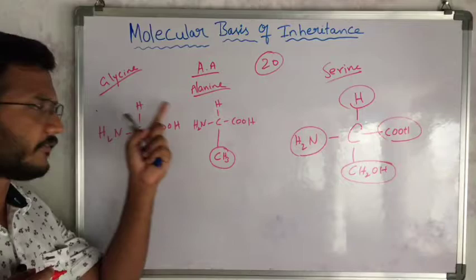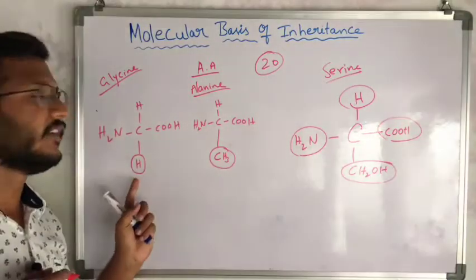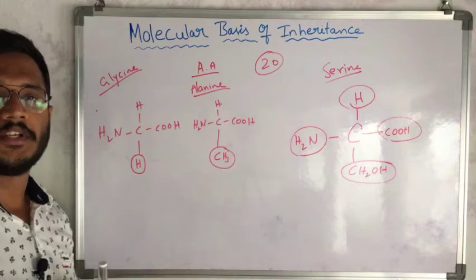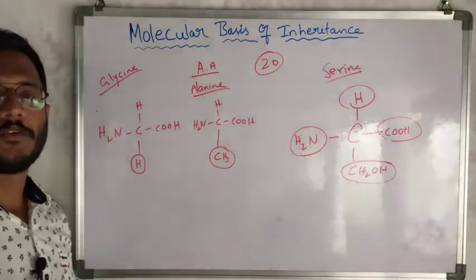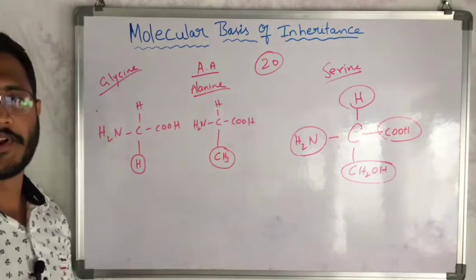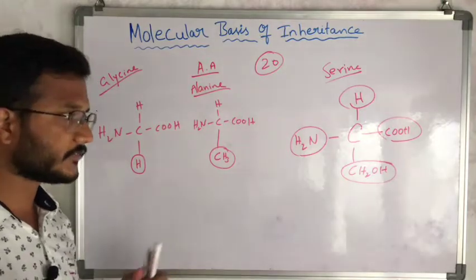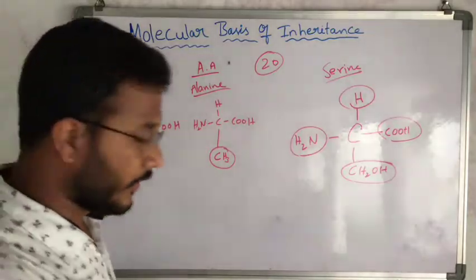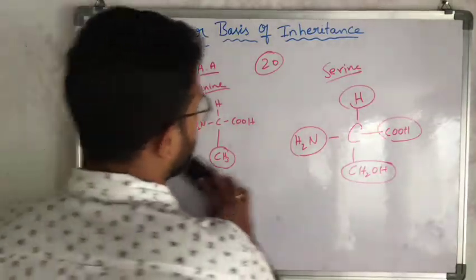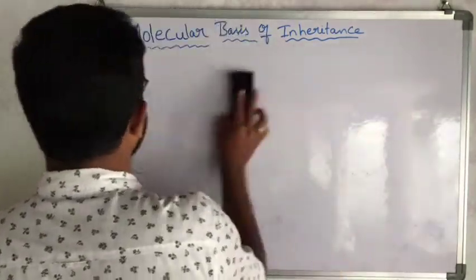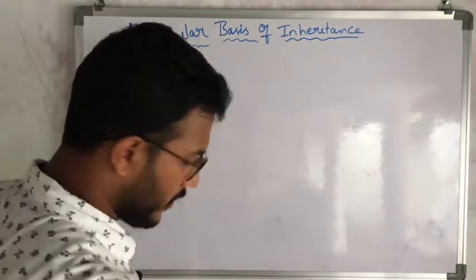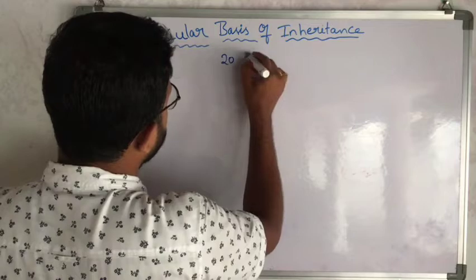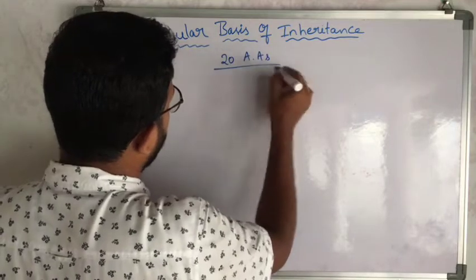So every time three groups are the same, but only one functional group varies from one amino acid to another. Depending upon the structure, we call it a different amino acid. So this is how the amino acids are presented. Totally, we have 20 amino acids. I already discussed the total of 20 amino acids.